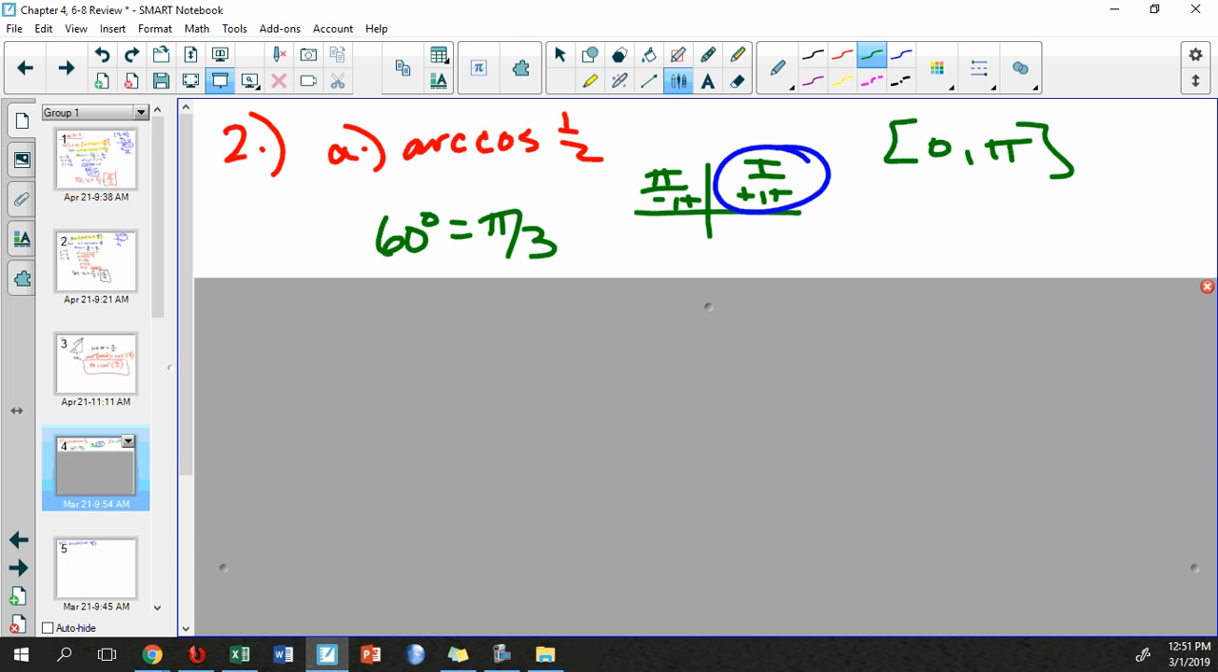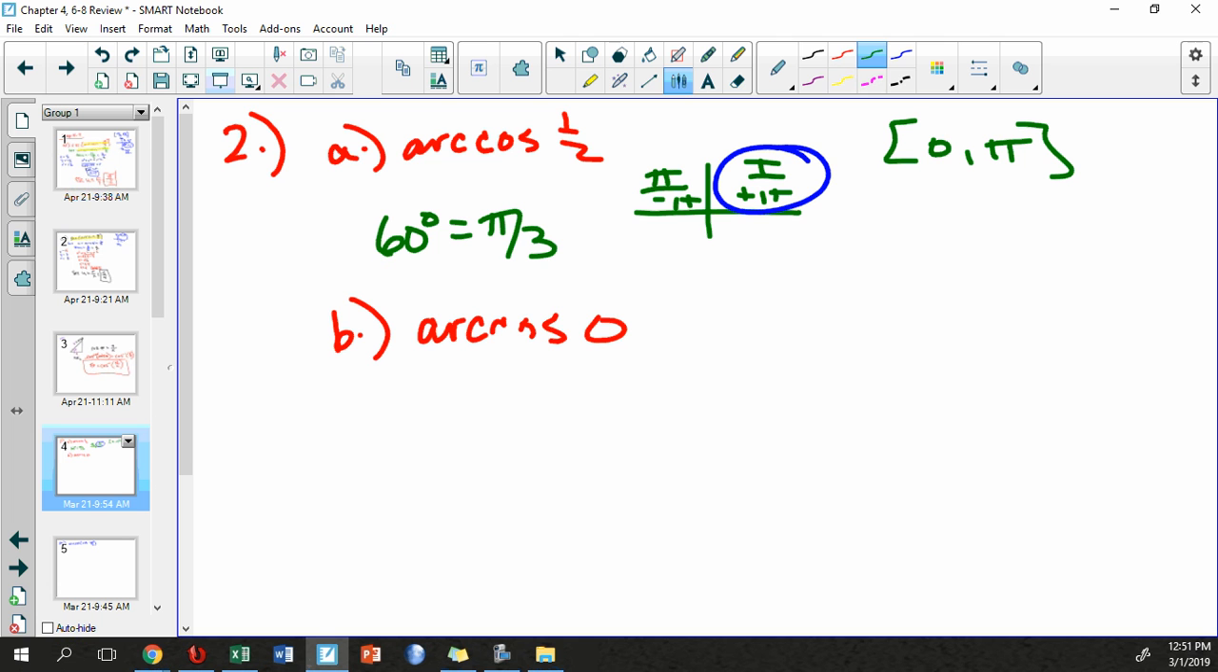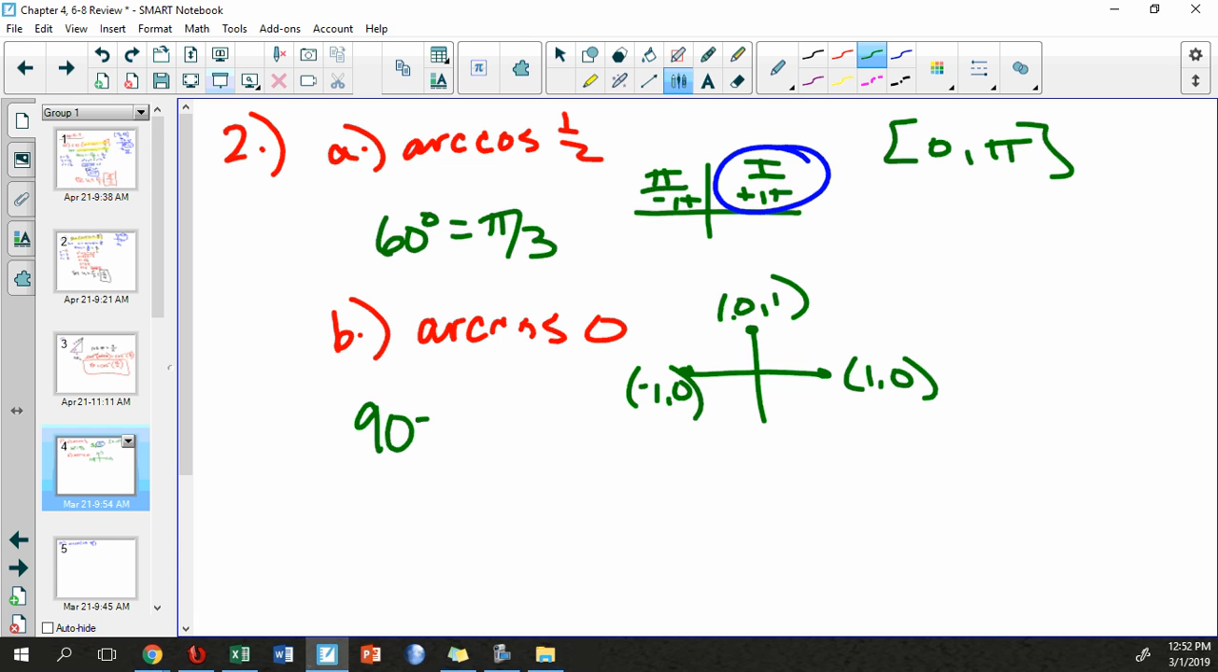Same exact philosophy here, except now I want the arc cosine of 0. As soon as you see a 0, you need to think quadrant angles. So you are going to draw your quadrant angles, and you're going to put on the ordered pairs associated with those quadrant angles. Do we understand that? Yes? So what angle has a cosine of 0? 90, which is the same thing as pi over 2. Do we understand that, yes or no?